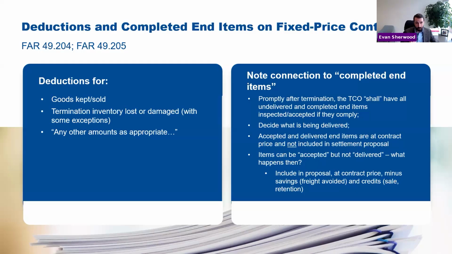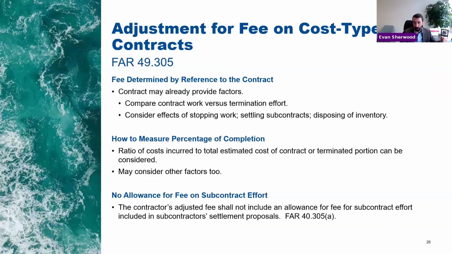But if you have completed end items, you're going to want to think carefully about whether you have a claim for the full contract price of those completed end items. This is another area where there can be a lot of money on the table, and it's something that may not jump off the page as you are working through your termination settlement.